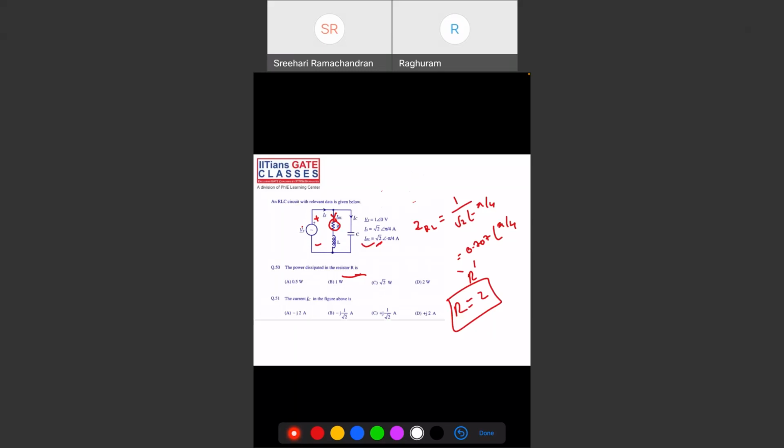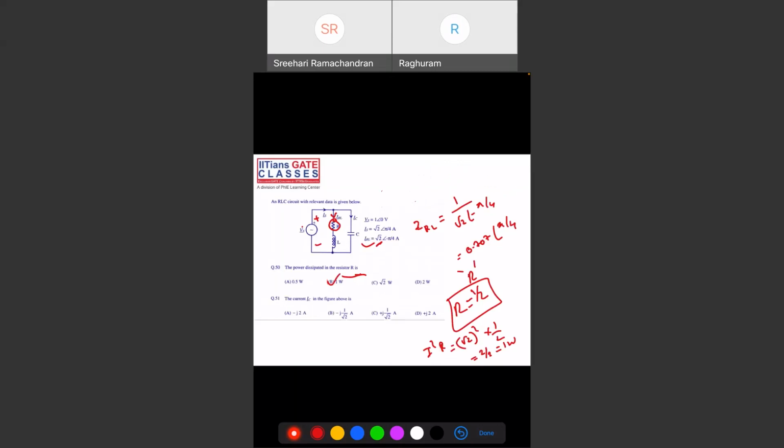0.5. Oh, sorry, R is not 2, it's 1 by 2. R is 1 by 2. I'm sorry. Okay. 0.707 square is 1 by 2. So I square R is root 2 square into 1 by 2. It is 2 by 2, 1 watt. Option B.